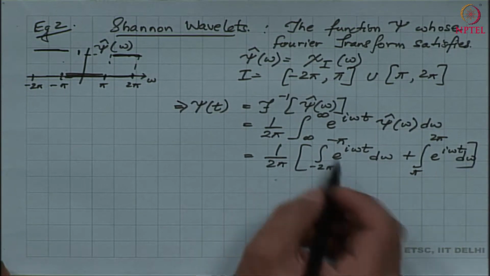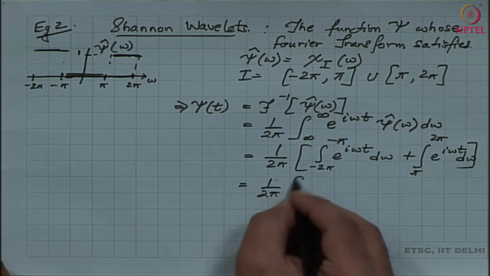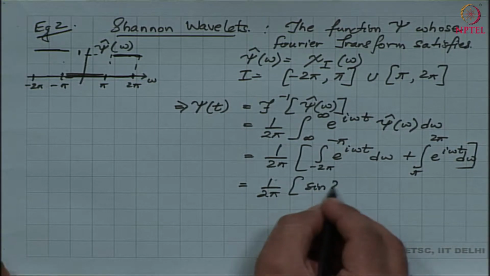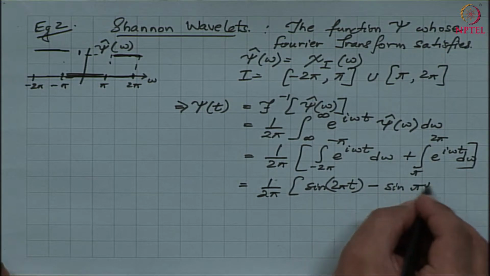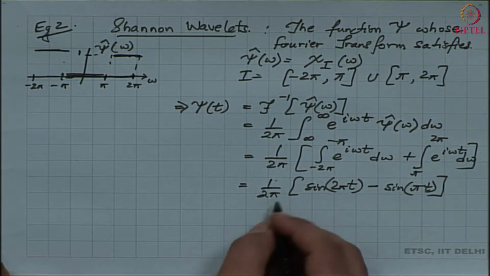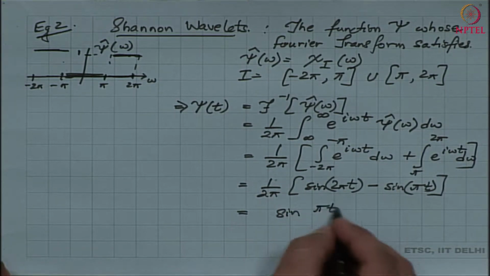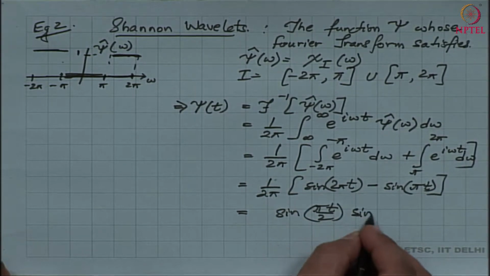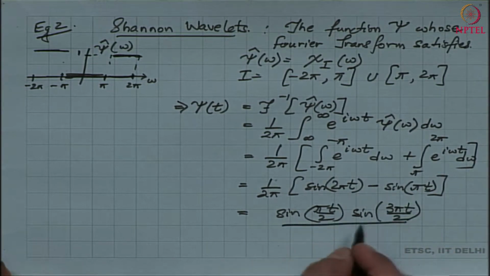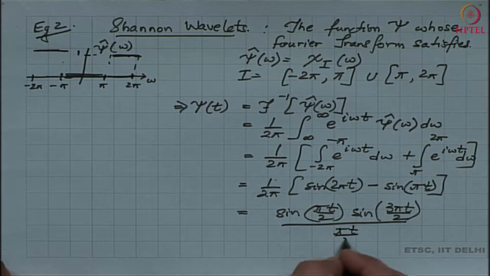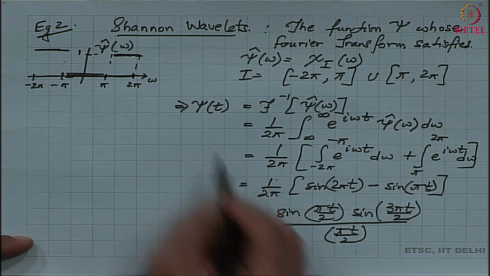Then if I were to evaluate these two integrals, I get the following function. This is 1 by 2 pi times sin 2 pi t minus sin pi t. This will also be equal to sin pi t by 2 times sin 3 pi t by 2 divided by pi t by 2. After simplification, the Shannon wavelet has the following form.